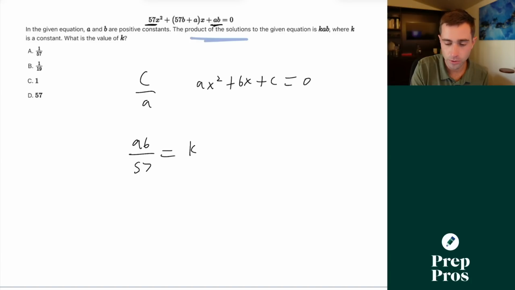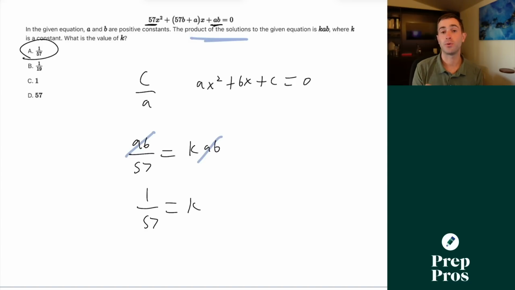This is equal to kab. Well, we can divide both sides by ab. That's going to cancel out the abs. That's going to leave us with 1 over 57 is equal to k. We're able to find our right answer pretty easily if we just know that correct knowledge.